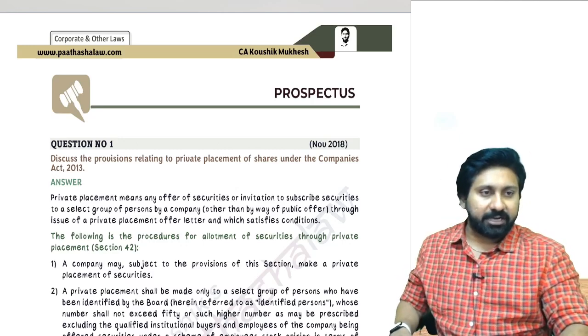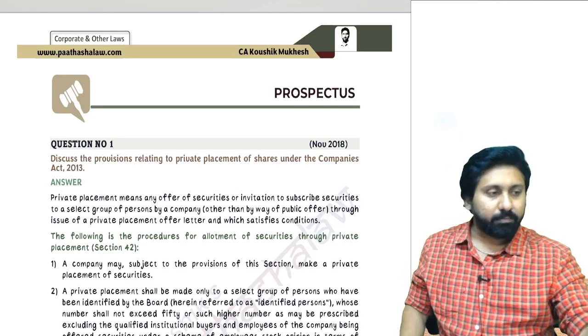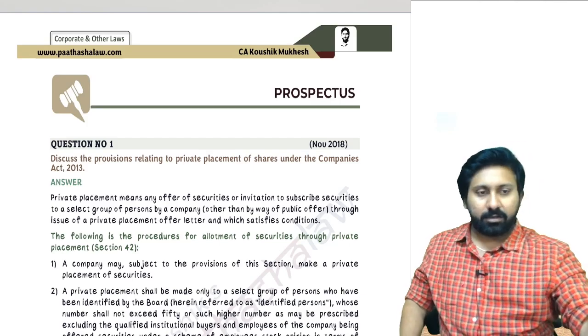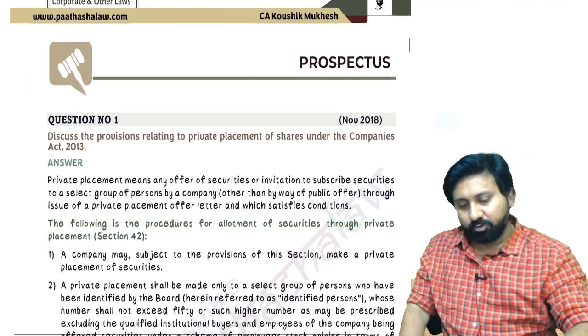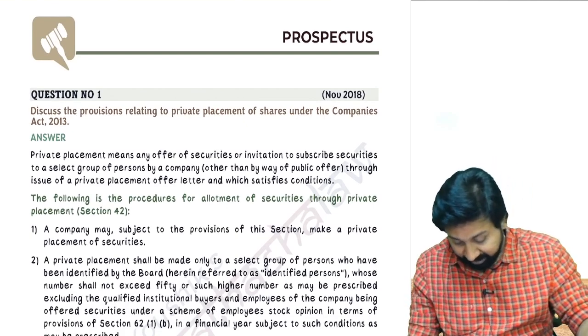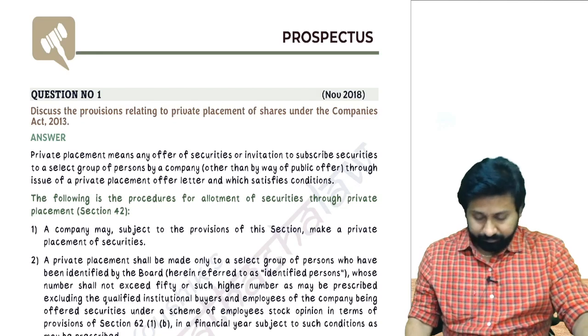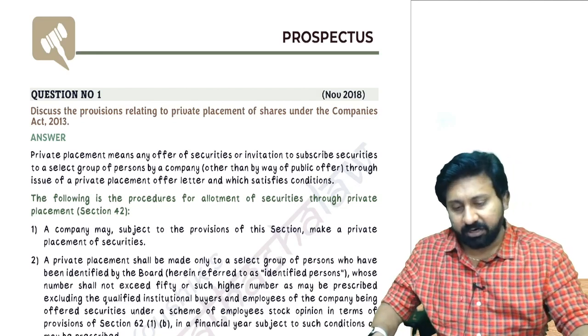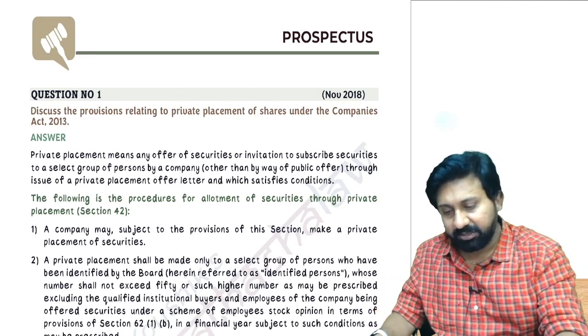So let us start with the chapter prospectus. This is a very important chapter for examination, and many questions in this chapter students will not even study. I don't know what complexity they are failing in this chapter, but most of them are not preparing well for this chapter. So let us start with the chapter prospectus and do some revision.